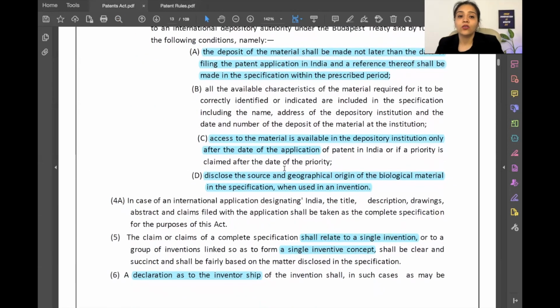Okay. Now we have clause B, what we need to include in the specification: all the available characteristics of the material required for it to be correctly identified or indicated are included in the specification, including name, address of the depository institute, date and number of deposit of the material at the institute. So we need to give these details in the specification.